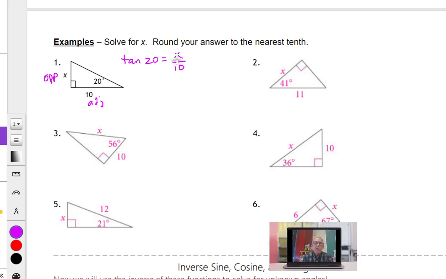To solve for x, multiply both sides by 10. 10 times the tangent of 20 is going to be equal to x. Now from the table, the tangent of 20 is 0.3640.